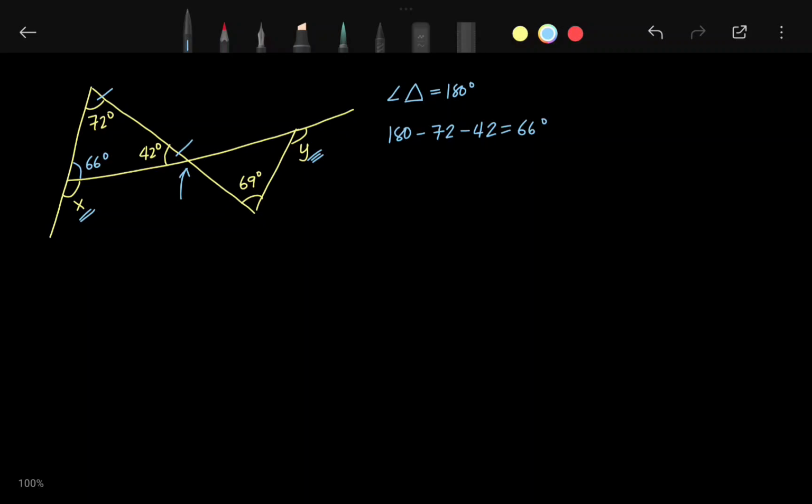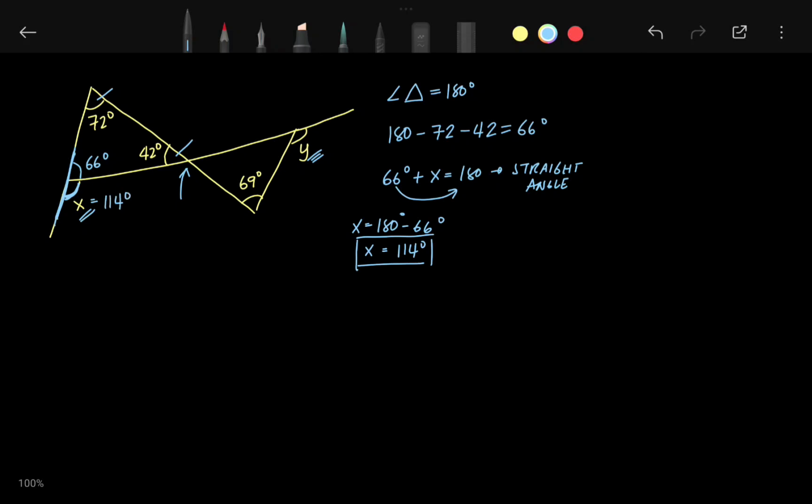We can now find x because 66 and the unknown x form a supplementary pair, or a straight angle. So 66 plus x is equal to 180 because they form a straight angle. Two of them are supplementary to each other. Let me just put a note. And then transpose 66. x equals 180 minus 66. That's 114 degrees. So, you can now check it. x is equal to 114 degrees.